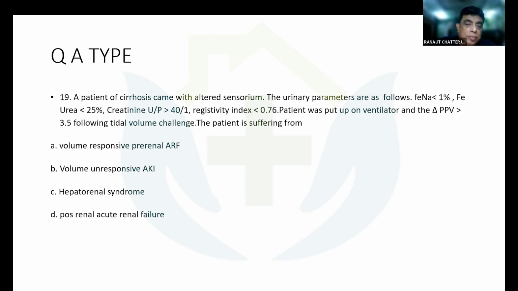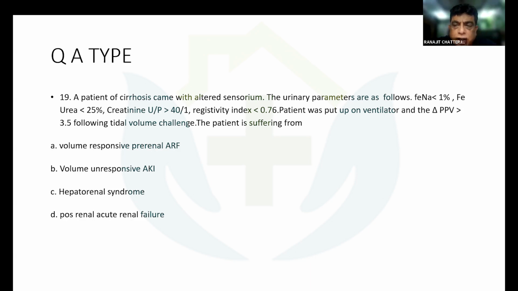How? Why is it so? See now. See the question very, very carefully. This is a patient of cirrhosis. In cirrhosis, you have two types of renal failure: pre-renal renal failure and hepatorenal syndrome. They look exactly similar. Now, they will have fractional excretion of sodium less than 1%, urea less than 25%. Everything will be the same, except for the renal resistivity index. In hepatorenal syndrome, this will be more than 0.8, whereas here it is less than 0.8, or 0.75. So it is a pre-renal acute renal failure.